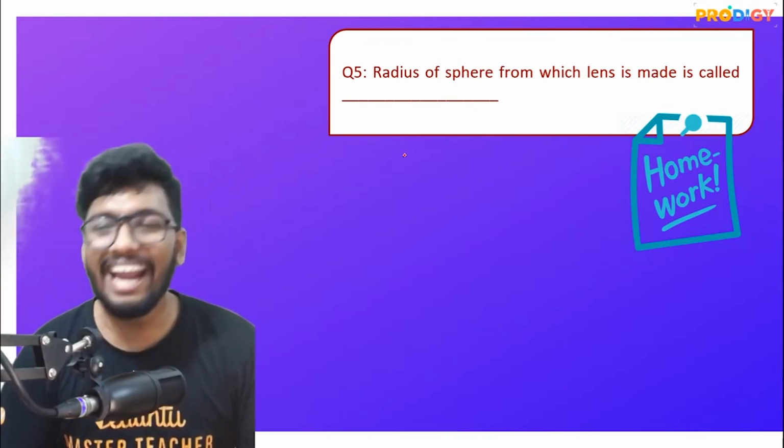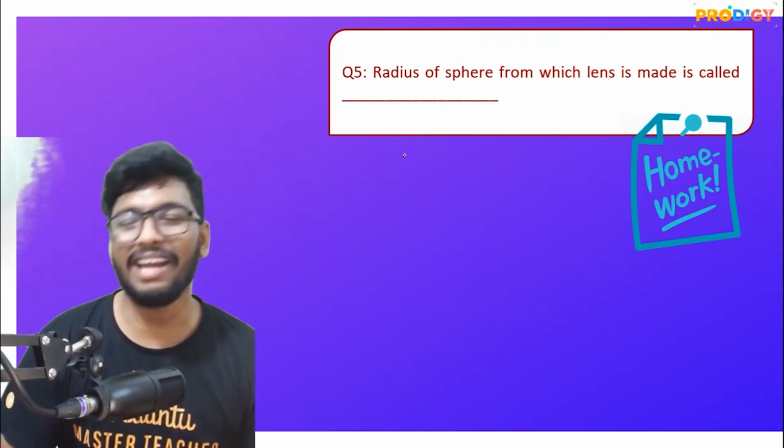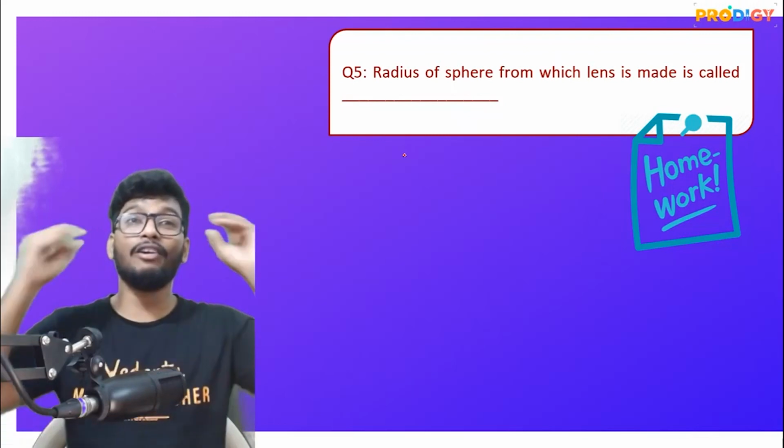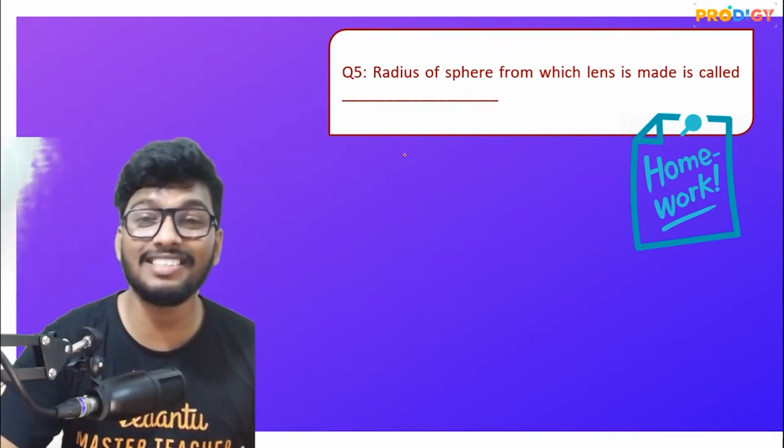Here's the question. The radius of the sphere from which the lens is made is called what? The radius of the sphere from which the lens is made up of is called what? Let me know what the answer is in the comment section.